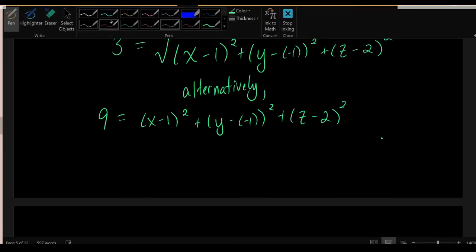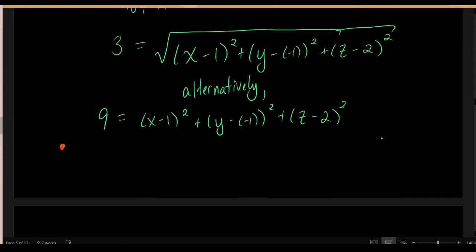Let me indicate the center point with a dot. From this point, we can travel 3 units in any direction: up, down, left, right, front, back, or in any combination of those directions. For example, you could also head up and to the left. The set of all points which are exactly 3 units away from the central location form a sphere.